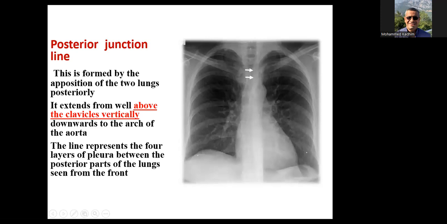Posterior junctional line is formed by the apposition of the two lungs posteriorly. It extends from well above the clavicle, as a radio-opaque line above the clavicle, and vertically downward to the arch of the aorta. This line represents the four layers of the pleura between the posterior parts of the lungs, seen from the front.